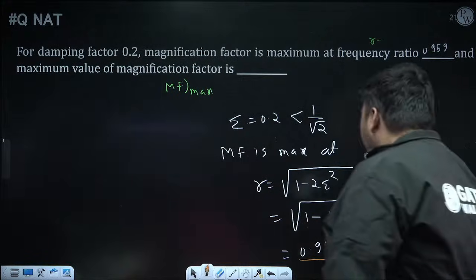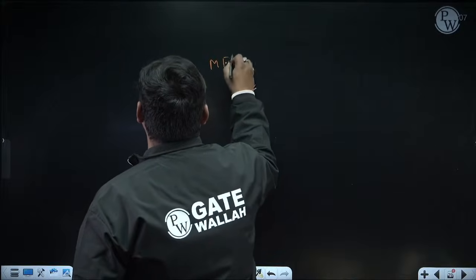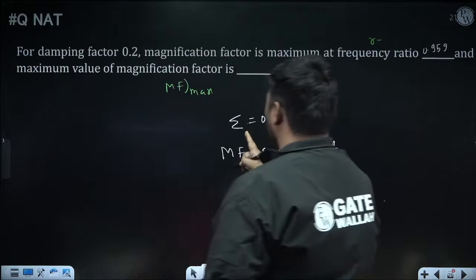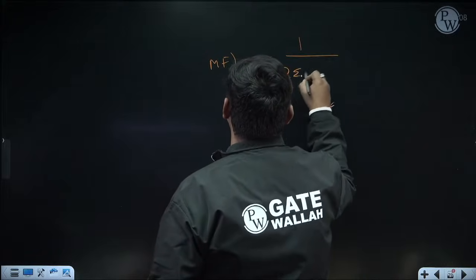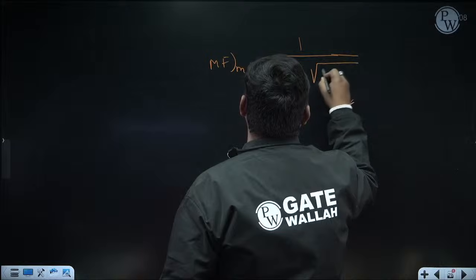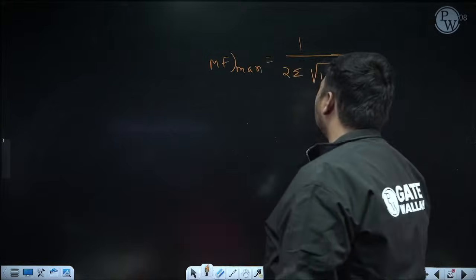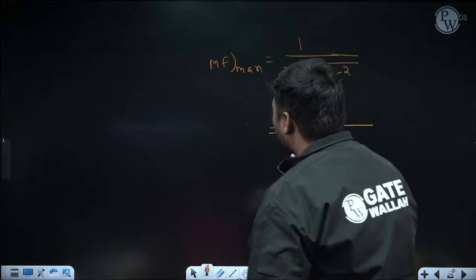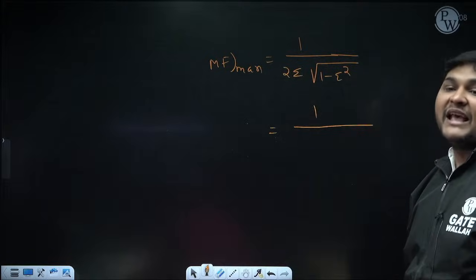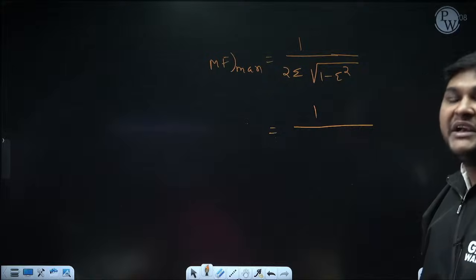But we know a direct equation to calculate the maximum value of MF. Since zeta is less than 1 by root 2, you can use this direct equation. The formula to calculate the maximum value of MF for any zeta is 1 upon 2 zeta root over 1 minus zeta square. So just put the value of zeta here. Whatever value comes, it will be less than infinite, but it will be greater than 1.